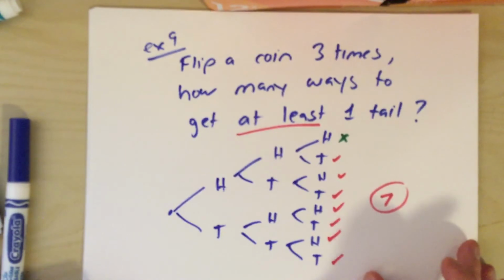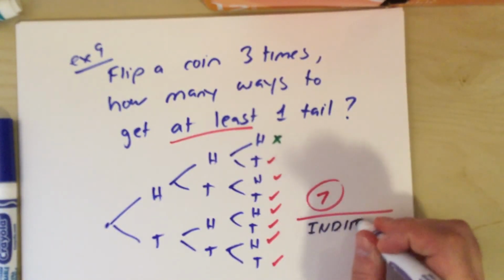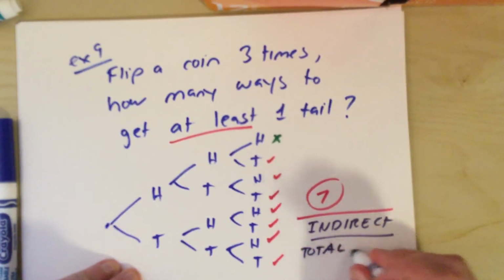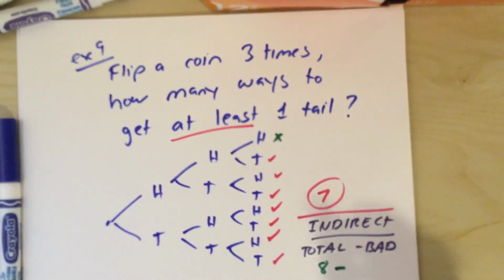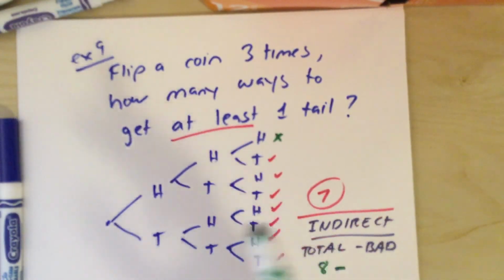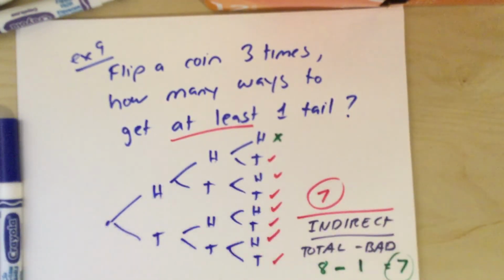Now, the other way of solving the problem, so that was the direct way of doing it. The other way would have been to solve it indirectly. And indirect, in case you forget, is total minus the bad. So if you flip 3 coins, the total number of ways is 8. Now the bad ways, in order to not get at least one tail, the coin has to land on heads all 3 times. And there's only one way for that. So it'd be 8 minus 1, and that would be 7. Directly, indirectly, 2 ways to get the answer.